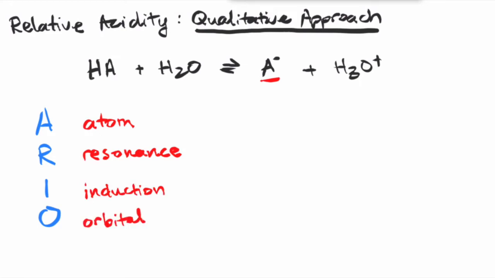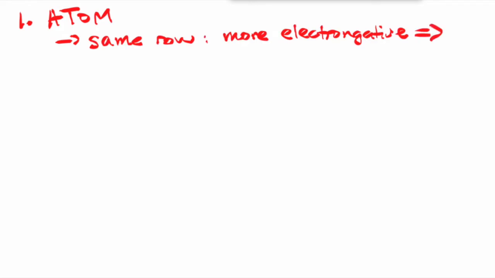Each of these 4 factors will help us determine how stable our conjugate base is. So let's go through them one at a time. The most important factor, whether your conjugate base is stable or not, depends on the atom that is receiving that negative charge. If you are comparing 2 atoms to see which one is more stable, the first thing you want to see is if the 2 atoms receiving the negative charge are on the same row. The more electronegative atom will have more stabilization.